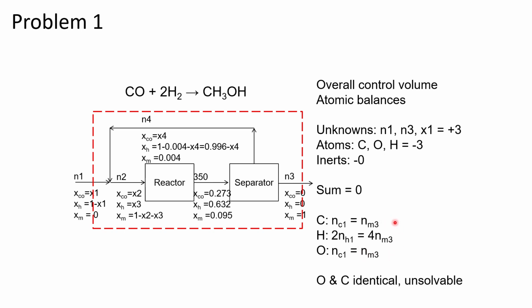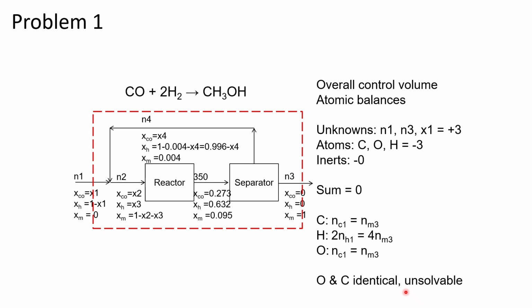Now look at these 2 equations that we have written for carbon and for oxygen. They're exactly the same. We can't use these 2 equations to solve for one of the unknowns. It's impossible to do that because they are exactly the same. The fact that oxygen and carbon are identical means that we can't use this overall control volume to solve for any of the unknowns.